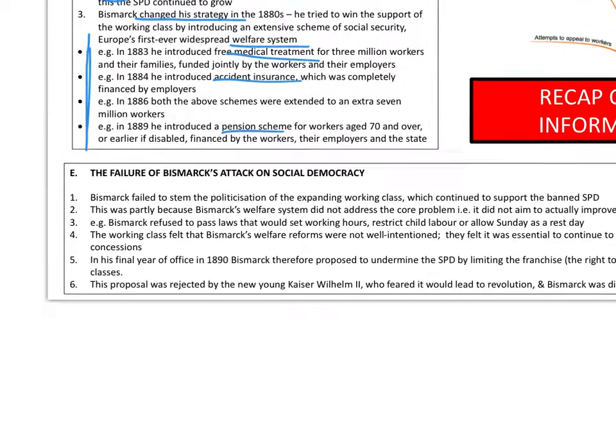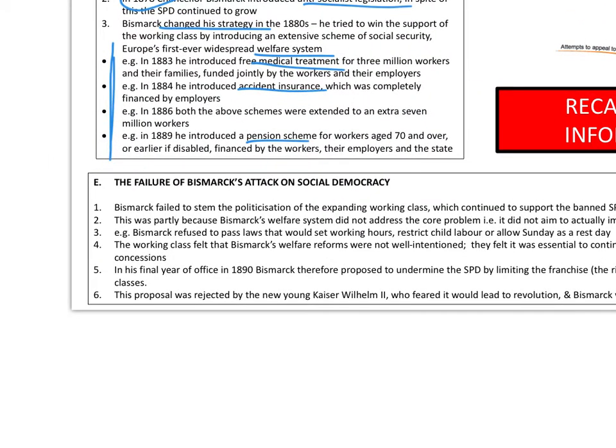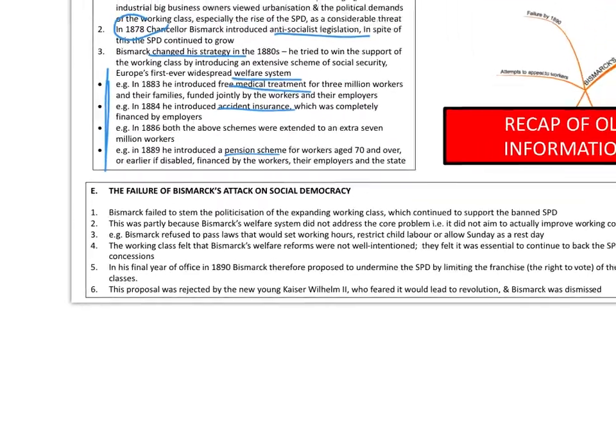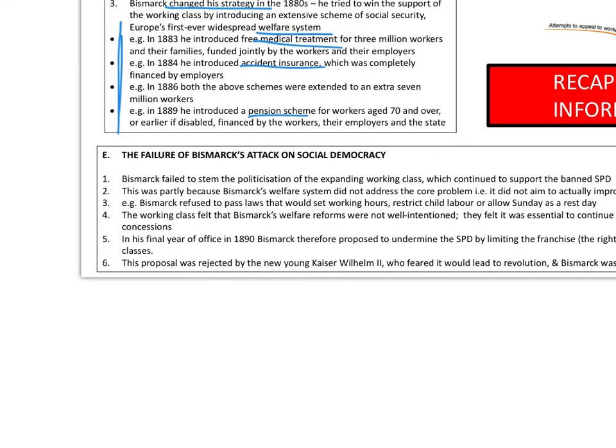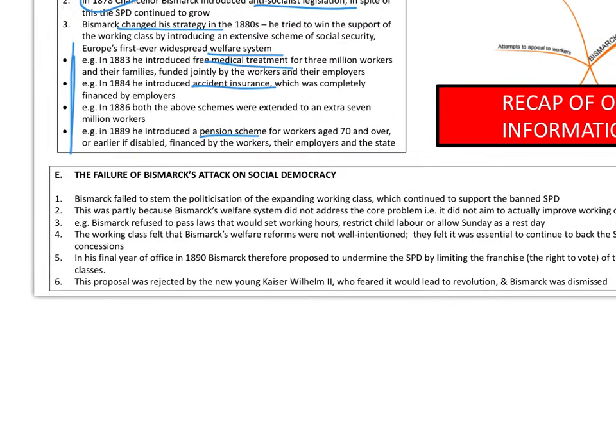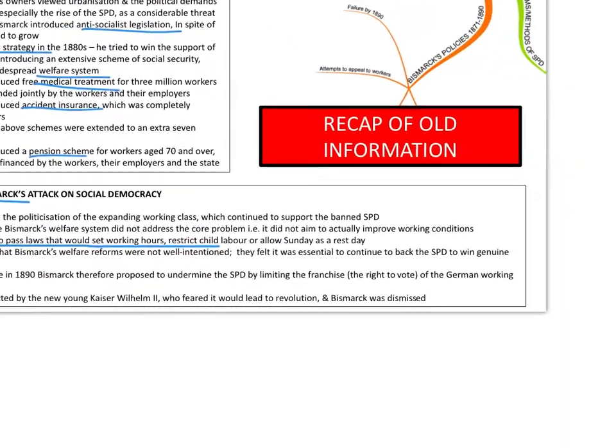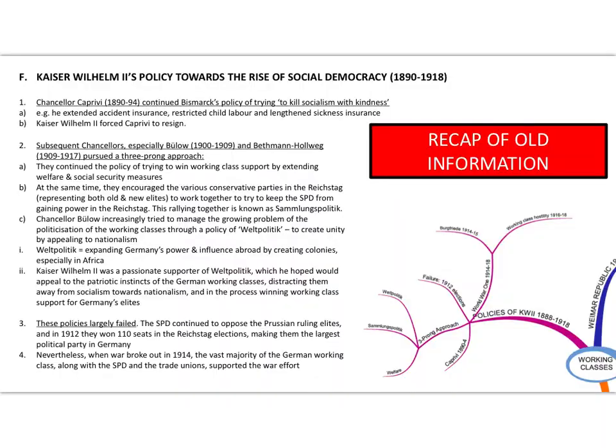But ultimately, did it work? No. The workers continued to support the Social Democrats. The Social Democrats, as you know, continued to grow. Just being kind to the workers didn't win them over to the German Conservative Party. So ultimately Bismarck failed, and we looked at how he didn't address the whole problem, in particular the issue about working hours and child labour, etc., etc. So those are areas that we looked at.